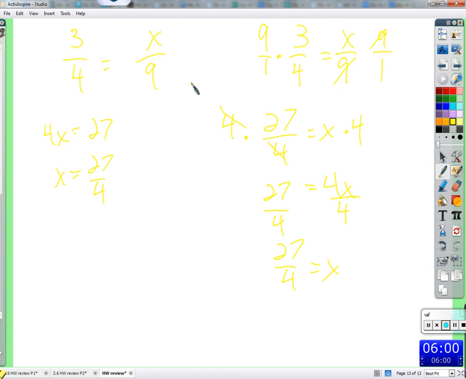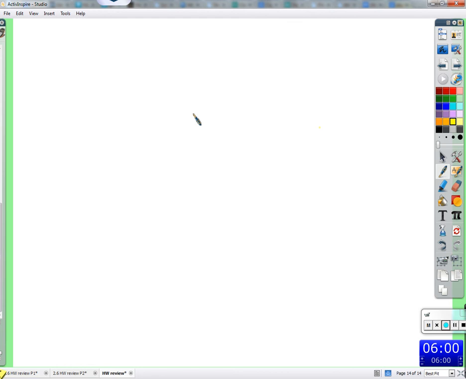But if I just ask myself, how do I get x by itself? I can multiply by 9 on both sides. I get 27 over 4, and I'm done. So think about what would be the fastest way to get x by itself. Now, what about this? 3 over x equals 13 over 5.